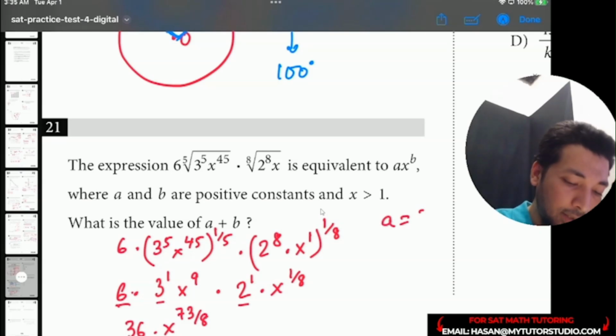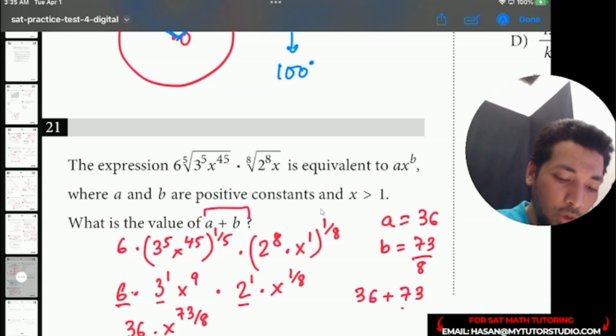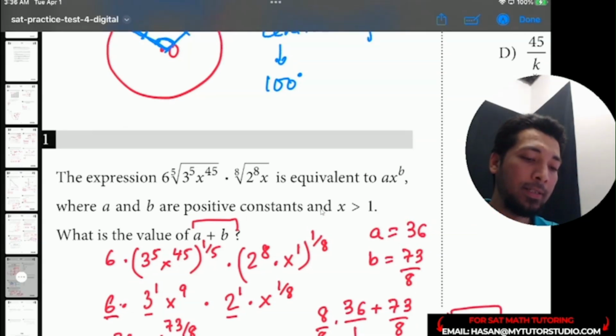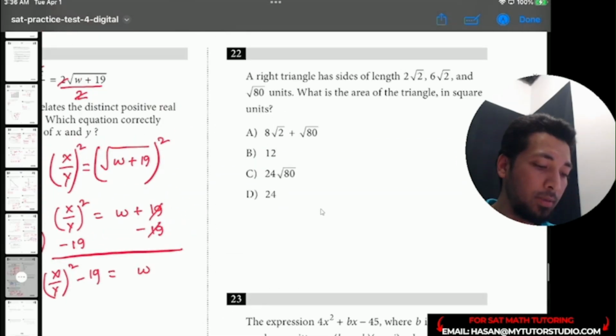So my a is 36. My b is 73 over 8. The problem is asking to find a plus b. So 36 plus 73 over 8. If you can use Desmos, you will get 36 times 8 is 288 over 8 plus 73 over 8. So we are getting 361 over 8. That's our answer. Perfect. Now let's move on to problem number 22.